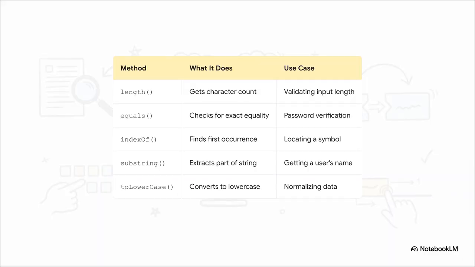Use length to make sure input isn't too long or too short. Use equals for a secure password check. Use indexOf to find a special character like an @ symbol. Use substring to pull out someone's first name. And use toLowerCase to make sure your search feature can find "java" even if the user types "Java". See? Every tool has a clear, super practical purpose.